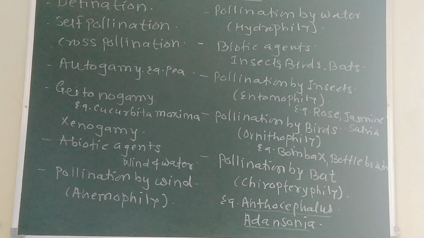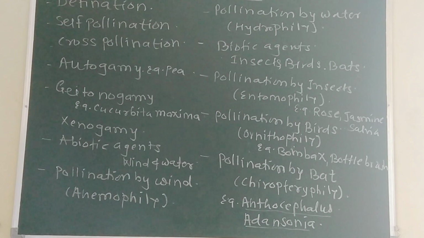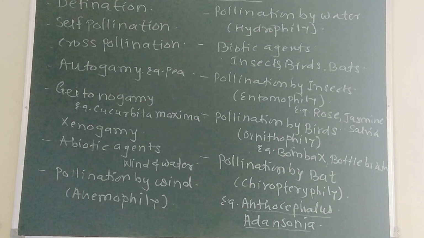Now next, chiropterophily. Pollination which takes place by bats. Now, adaptations in chiropterophilous flowers. First, flowers are dull colored with strong fragrance. They secrete abundant nectar. Flowers produce large amounts of edible pollen grains. Example, Anthocephalus, Adansonia.